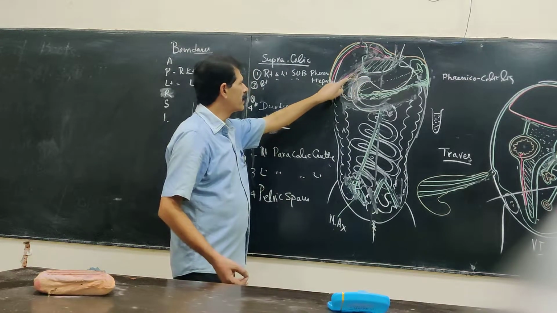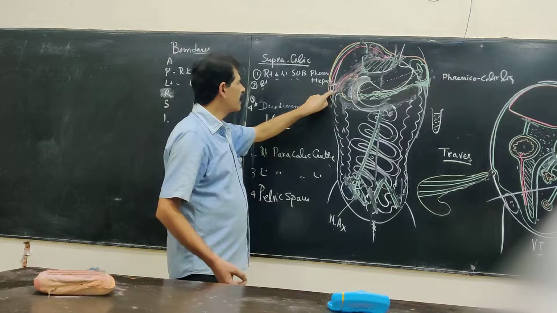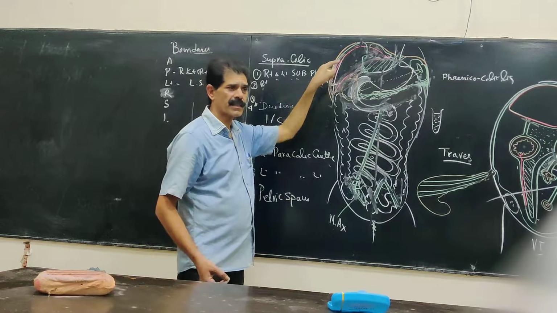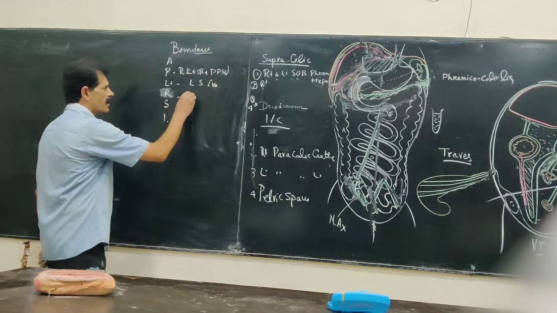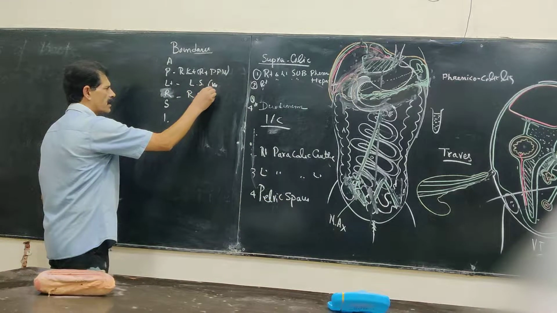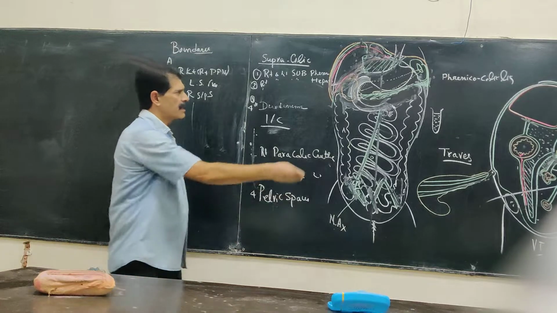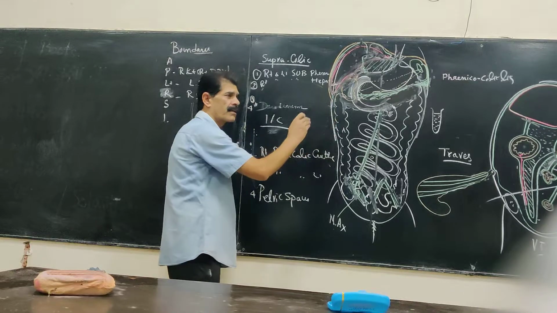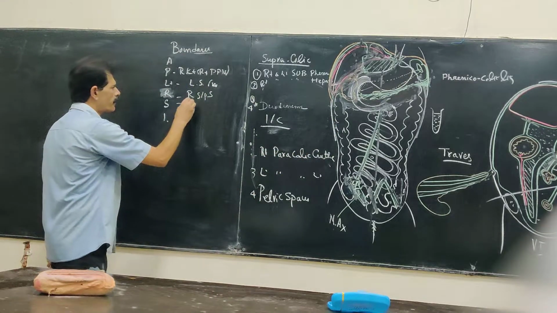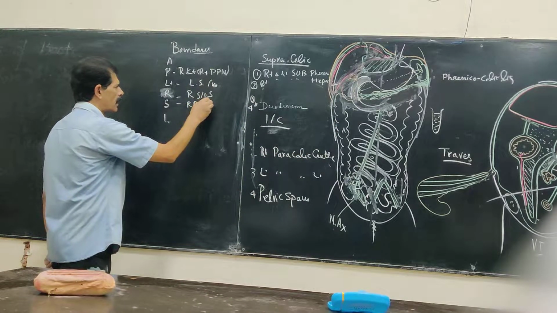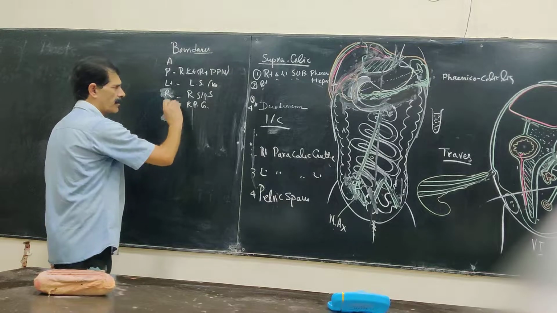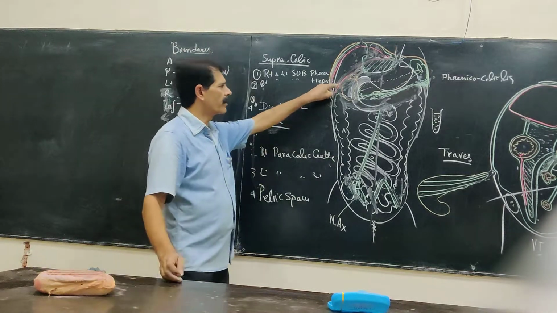Now on the right side, it is communicated with the right subphrenic space. Plus, on the right side it is also communicated with the right paracolic gutter. The right paracolic gutter is also expected as an inferior relation. So how is it going downward?